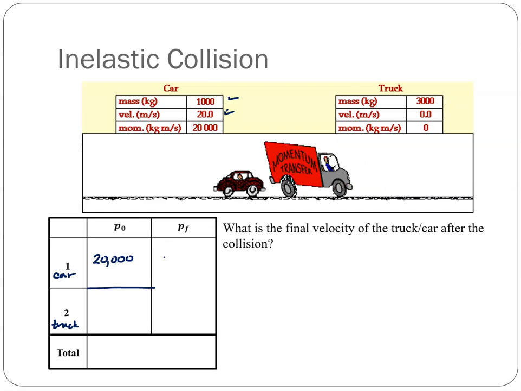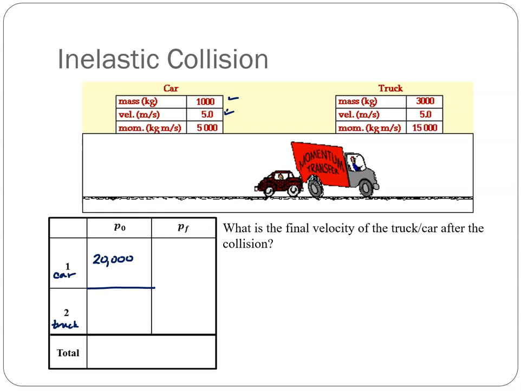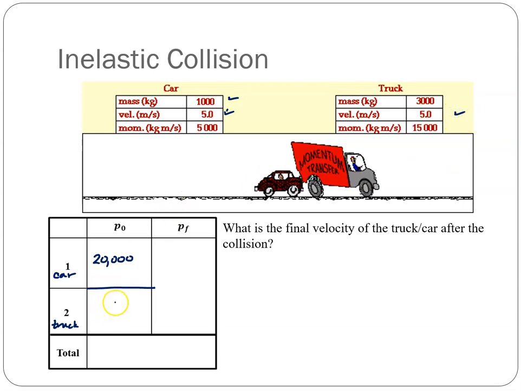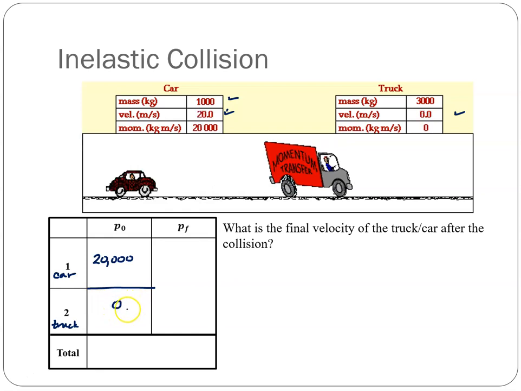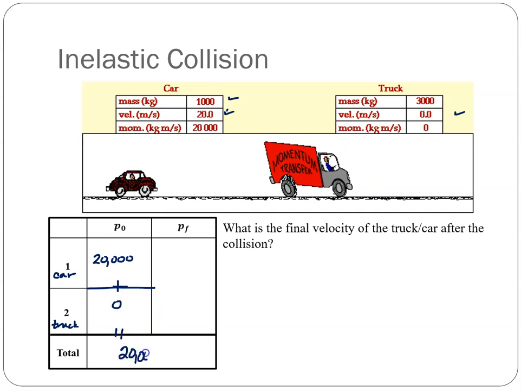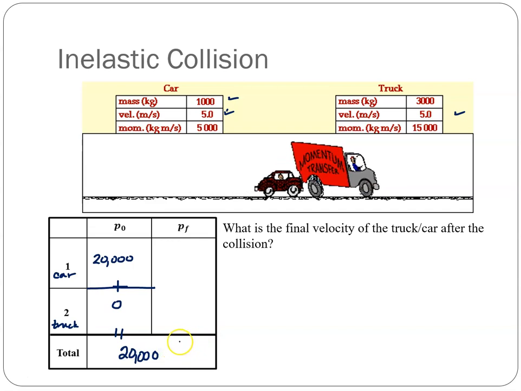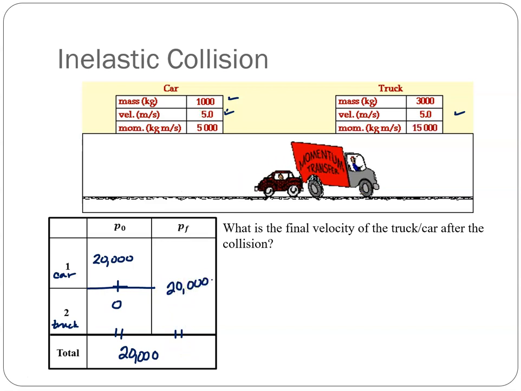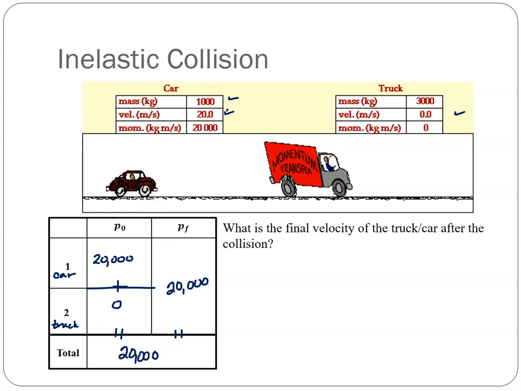You don't need to put units into the momentum box because everything's going to be the same. Now in the beginning, the truck has a velocity of 0. Well, mass times 0 is going to be 0, so the truck has no momentum in the beginning. Now I add my 2 momentums together and they equal my total momentum. Since momentum is conserved, my momentum in the beginning is equal to my momentum at the end. So my combined momentum here is also going to be 20,000 kilogram meters per second.